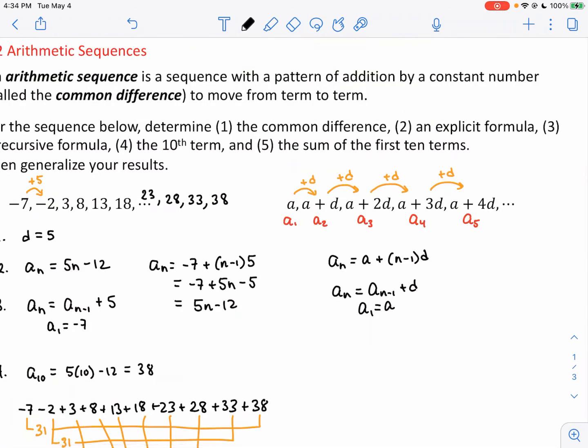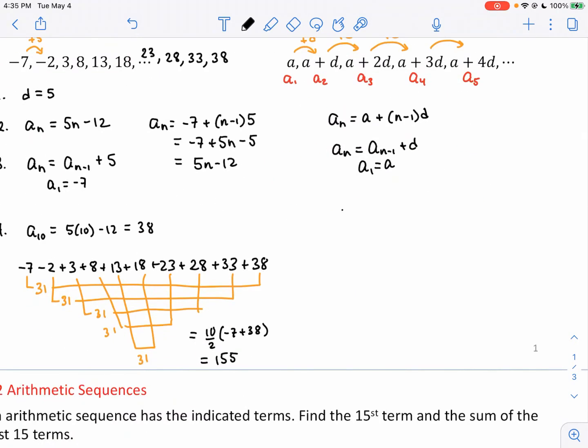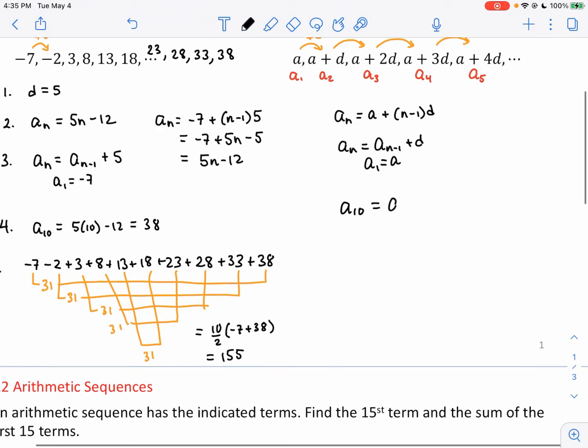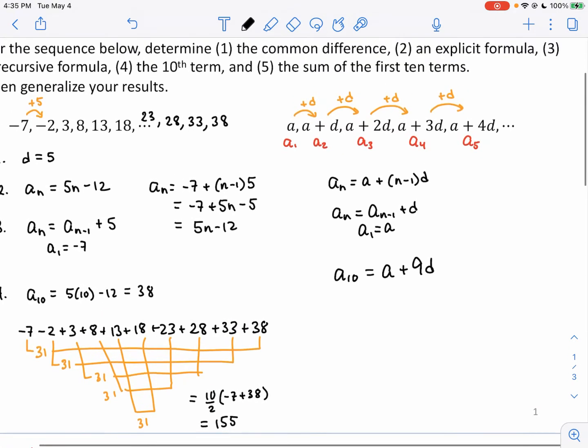The 10th term, we're not going to generalize. Well, we can do that. The 10th term over here would be, if I want to know the 10th term, and I'm going to use this explicit formula right there, then it would be equal to A plus 9 copies of the common difference. So A plus 9D. The coefficient of D should be one number less than the term we're looking for.